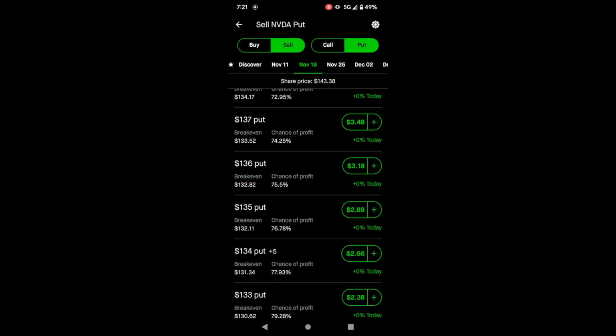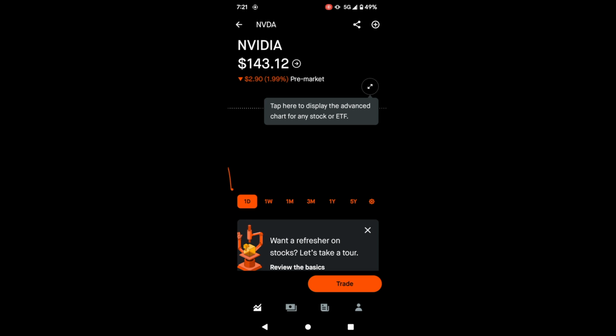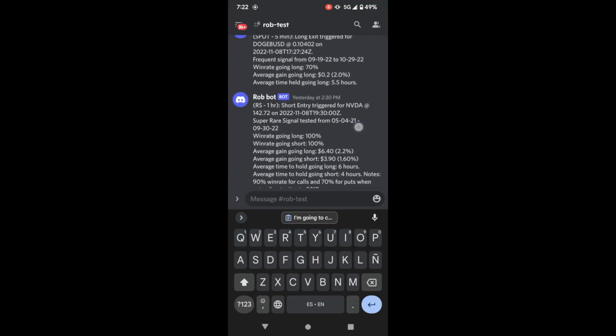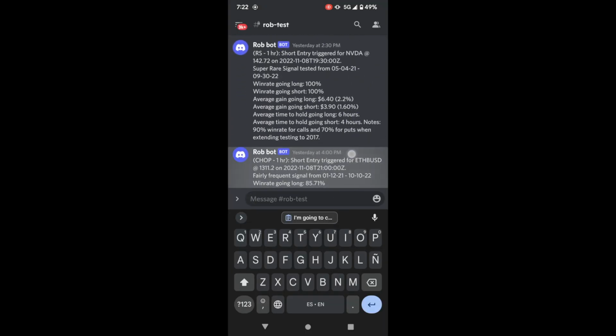All right, so we go to our channel, and if you recall, yesterday we had a short entry triggered for NVIDIA with ticker NVDA at 142.72. And this is a super rare signal with a huge win rate. It's never lost from the time that I tested it. And it's saying that our average gain going short is going to be almost $4 at 1.6% with an average hold time of around 4 hours. So that puts us at around 10:30, 11-ish today.